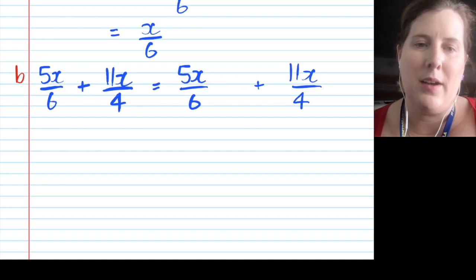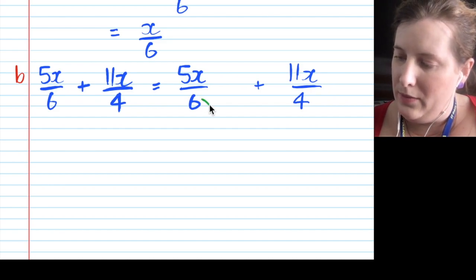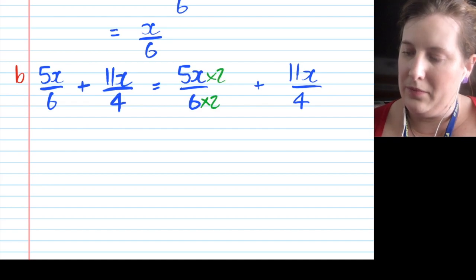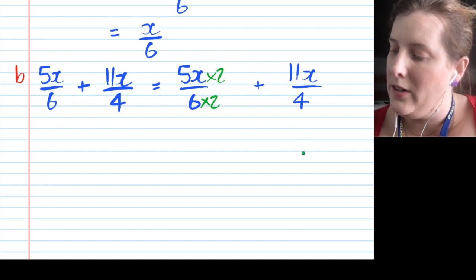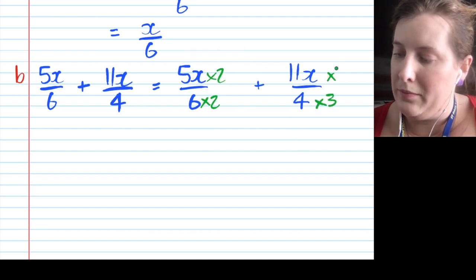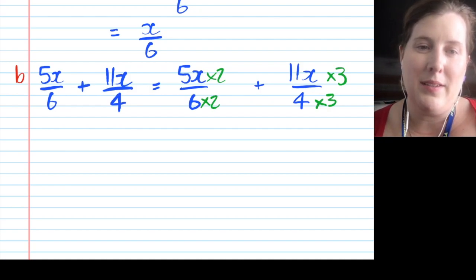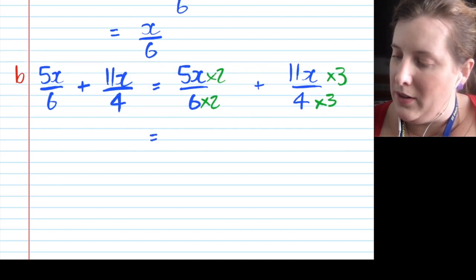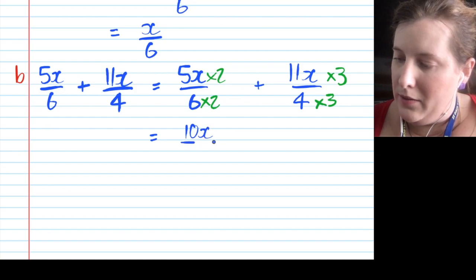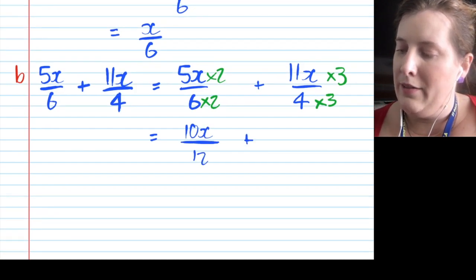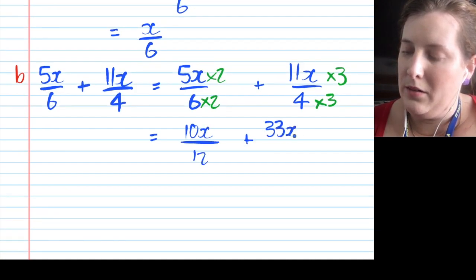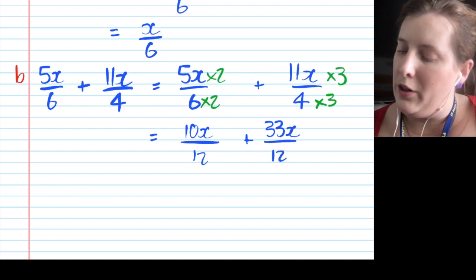What do I need to times 6 by to get to 12? 2. What do I need to times 4 by to get to 12? 3. Which means I'm going to end up with 5x times 2 is 10x, 11x times 3, that's 33x. I've got a common denominator.